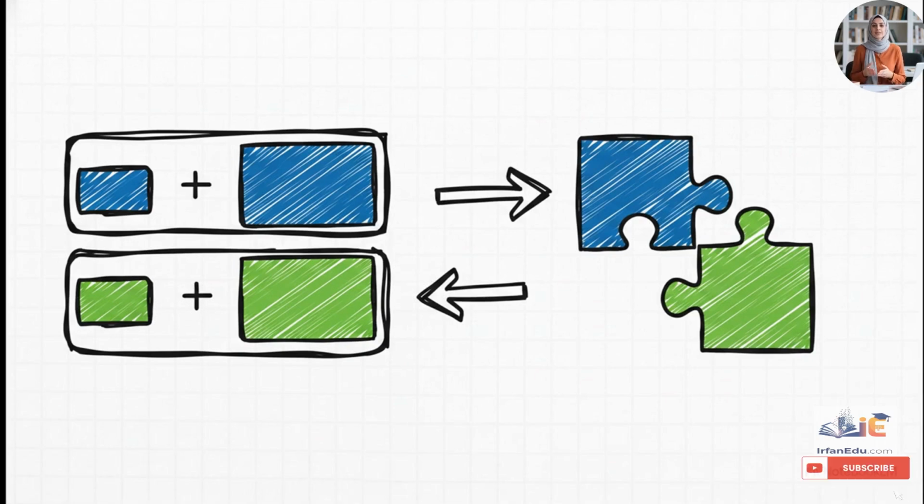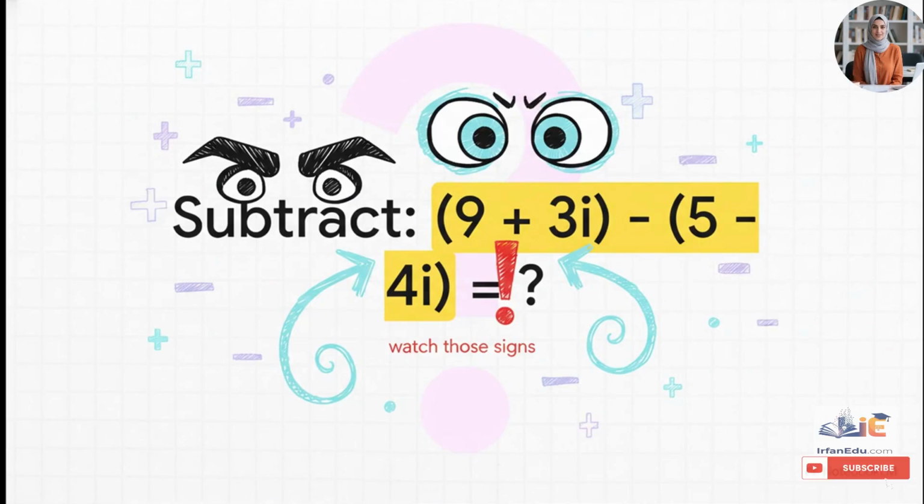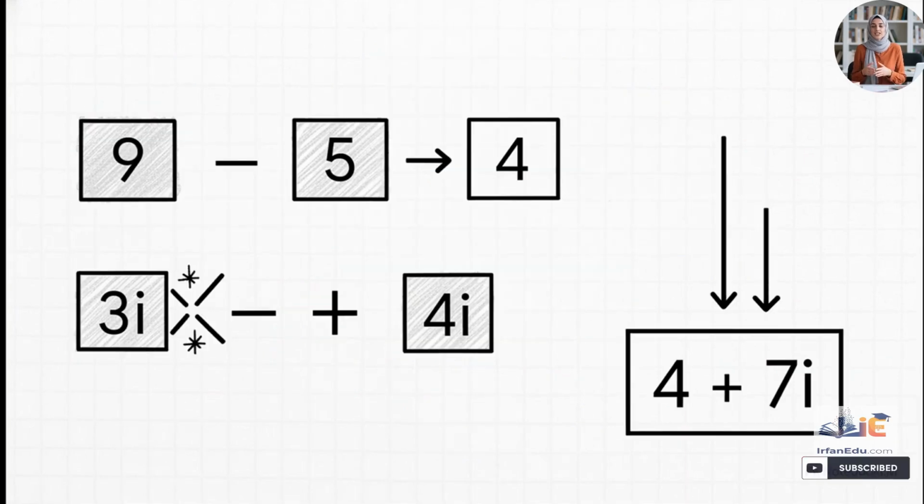Easy enough, right? All right, next up, subtraction. 9 + 3i minus 5 − 4i. Don't forget to watch those signs when you distribute that negative. And the answer you should have gotten is 4 + 7i. You get that from 9 − 5 for the real part, which is 4, and for the imaginary part, it's 3i minus −4i, which is really 3i plus 4i. That gives us the 7i.